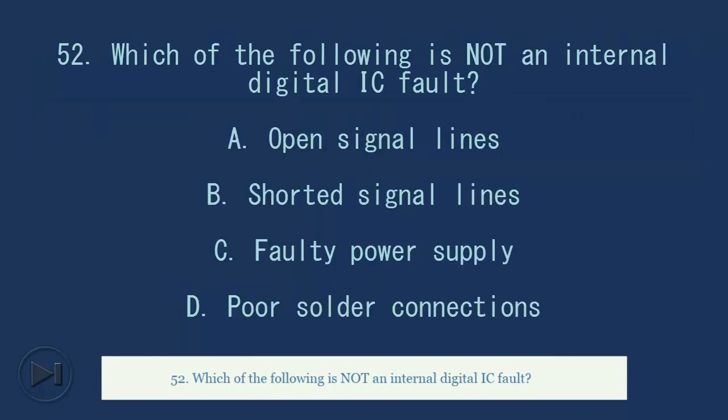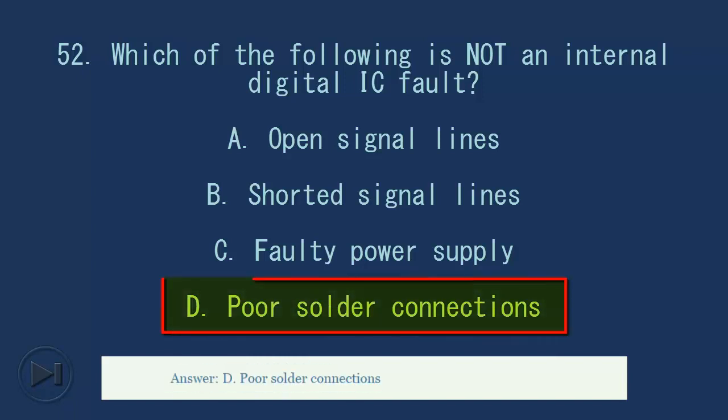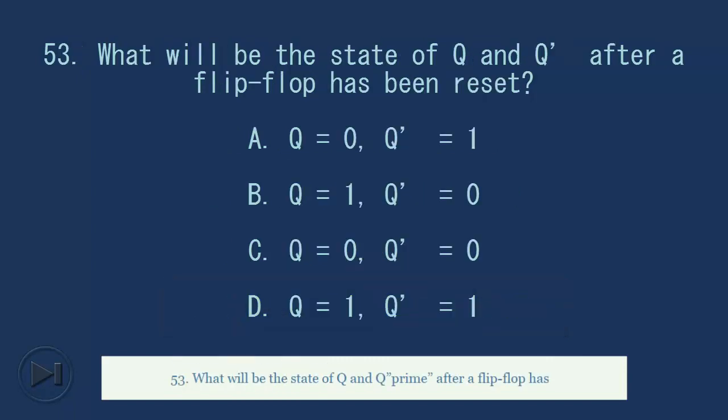52. Which of the following is not an internal digital IC fault? A. Open signal lines. B. Shorted signal lines. C. Faulty power supply. D. Poor solder connections. Answer, D. Poor solder connections.